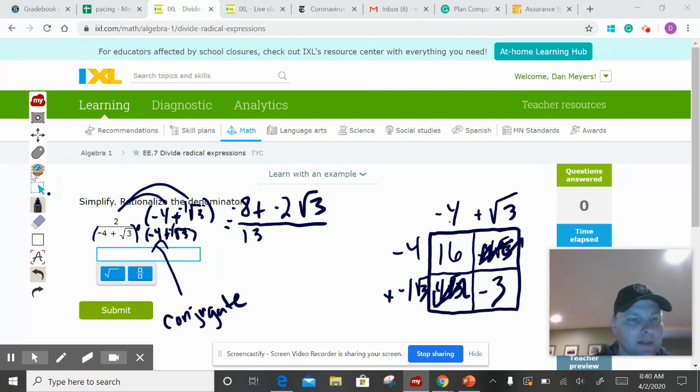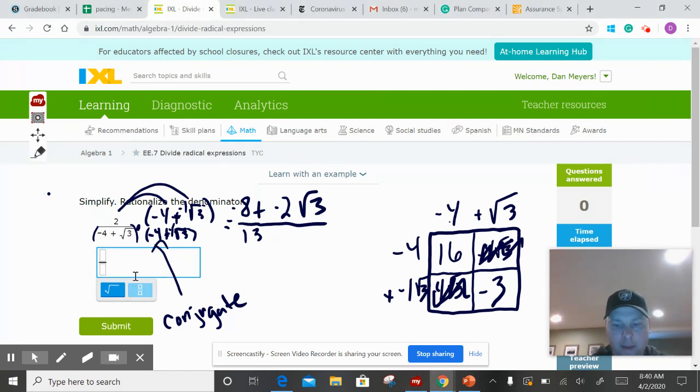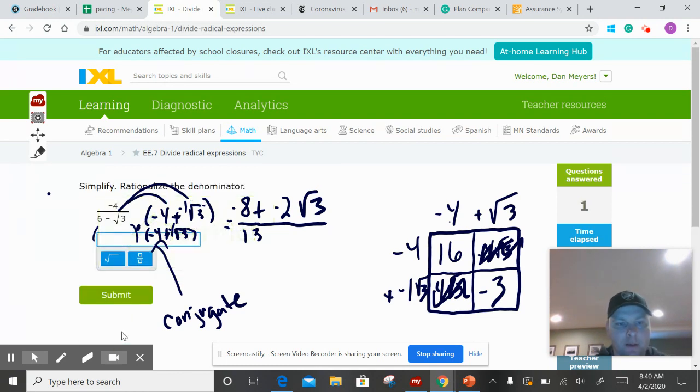Let me type it in. Now, when you guys type these in, this is a fraction, so you got to make sure you do the fraction thing. And we go -8 plus negative, or we'll just say minus 2 root 3 all over 13. Hopefully this is right. Let's see. Yep, we got it right.